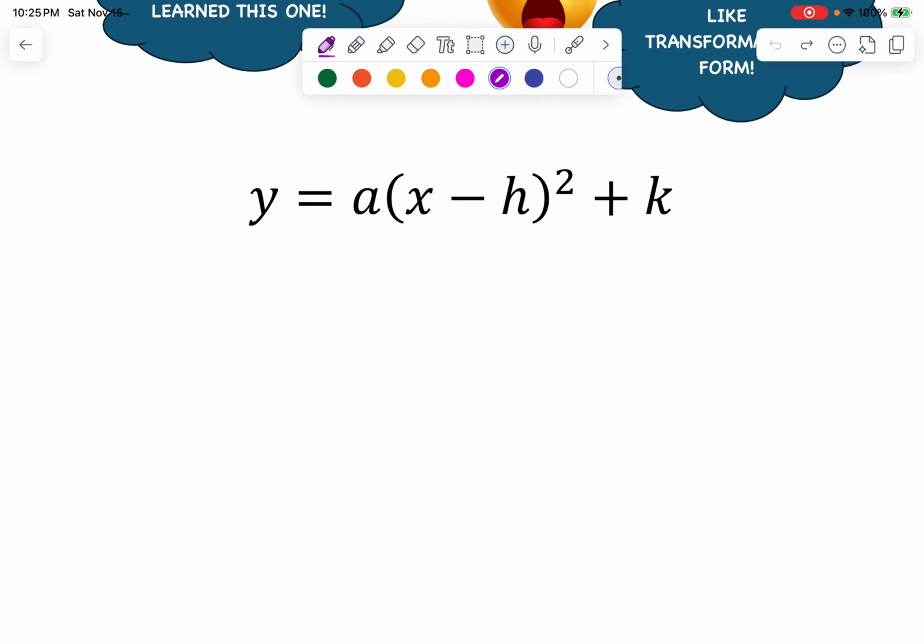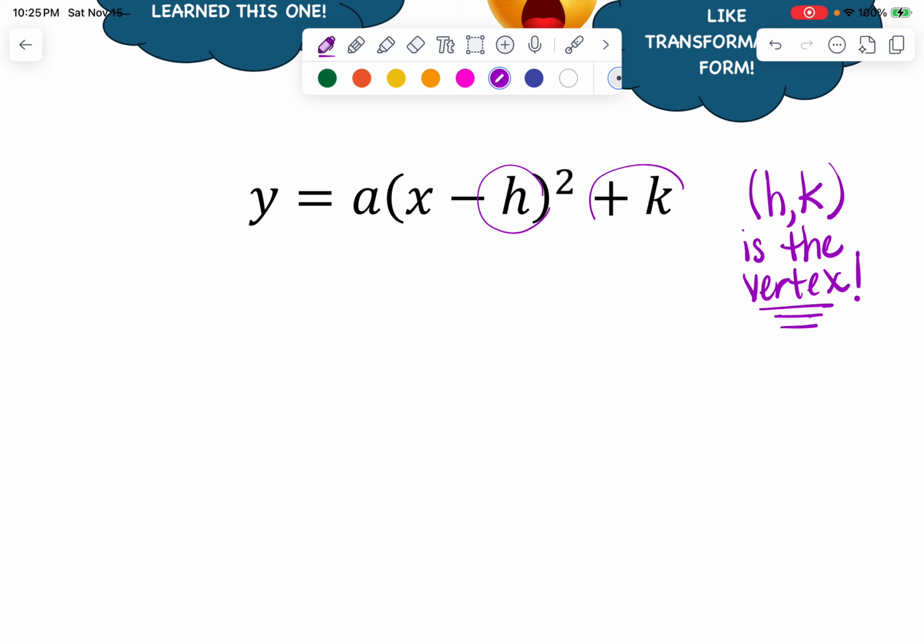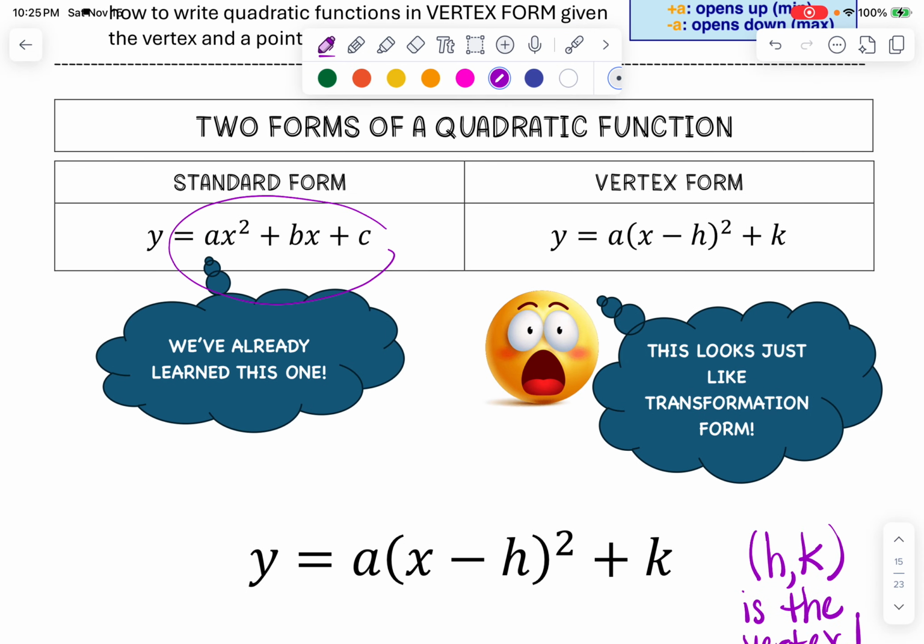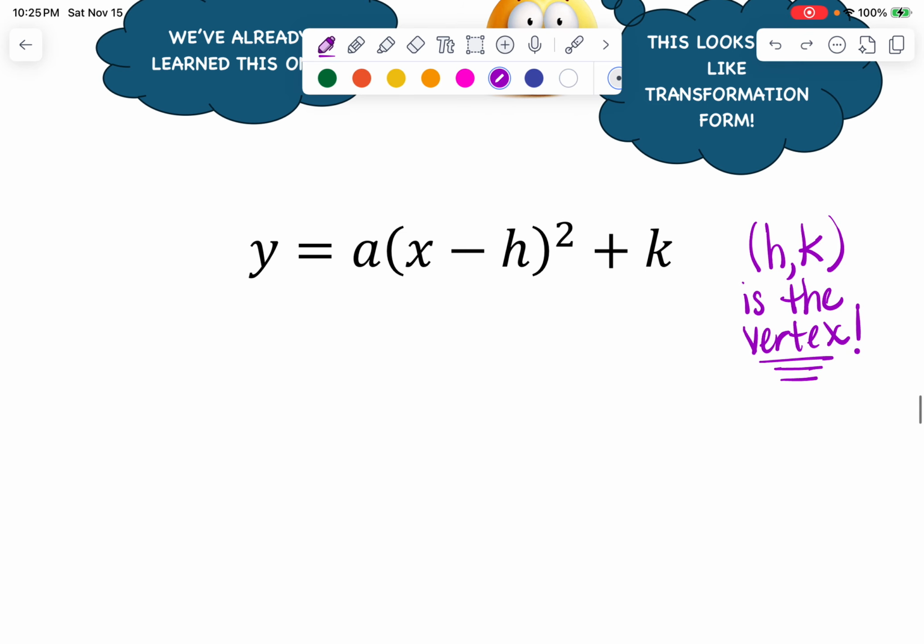Now it's called vertex form because of H and K, let me write it over here. Notice the letters H and K. HK is the vertex, right? Which is why it's called vertex form, because I can literally pull this number and this number out, and that's where the vertex is located. We don't have that ability with ax squared plus bx plus c. When it's in standard form, we've got to go graph it in Desmos and find the vertex and all that kind of stuff. But in vertex form, we can literally see the vertex right here, okay?